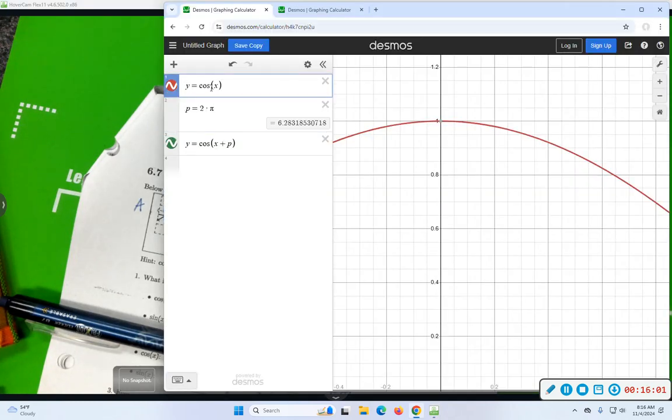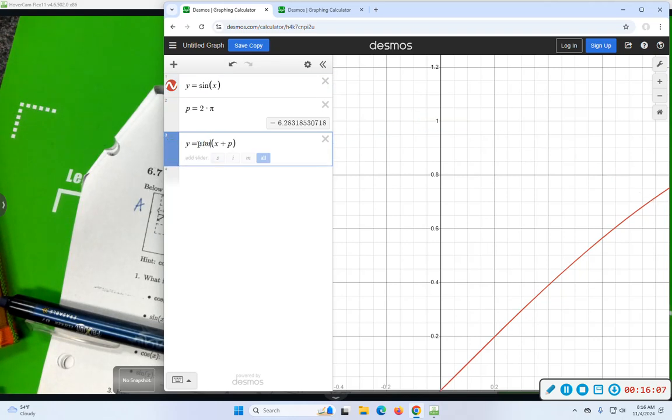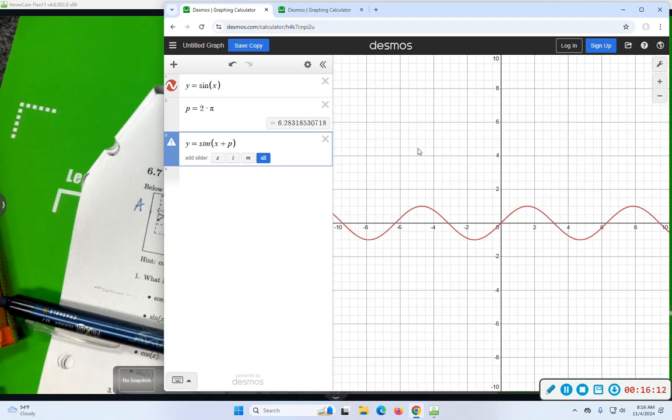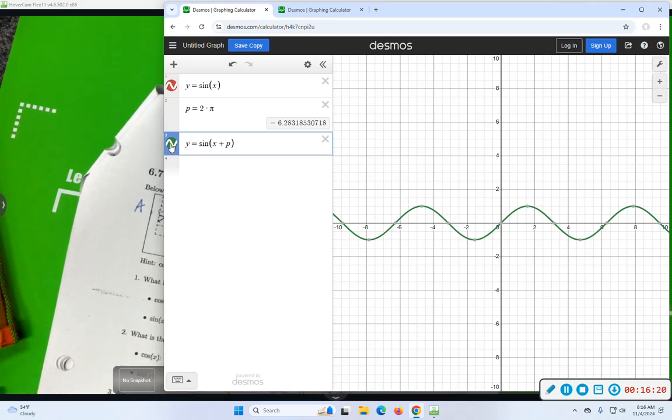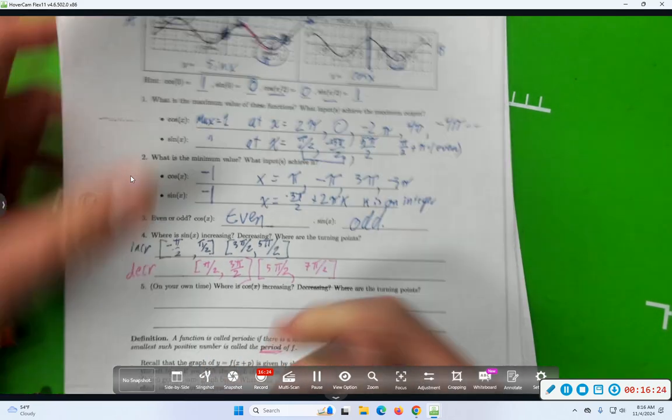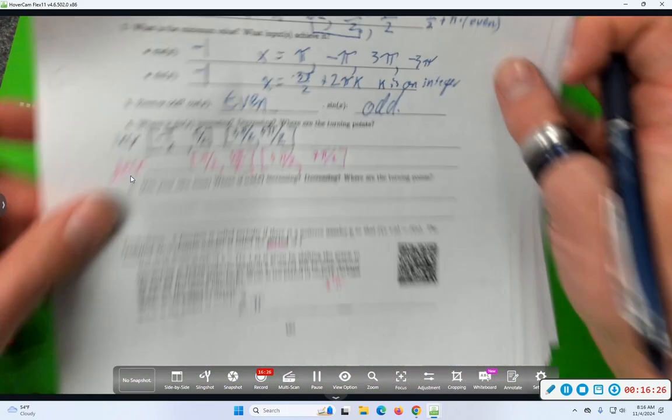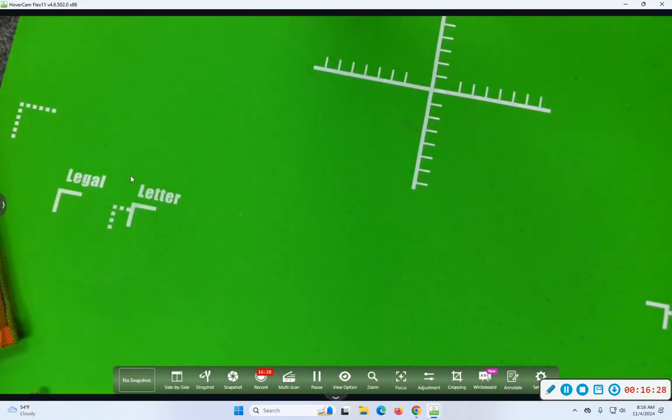If I graph sine of x and sine of x plus 2 pi, remember p is 2 pi, in that Desmos Interactive right now. Yeah, I'd say that looks pretty good. So the period of sine is also 2 pi. Nice. All right.